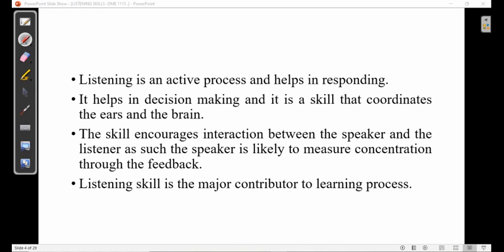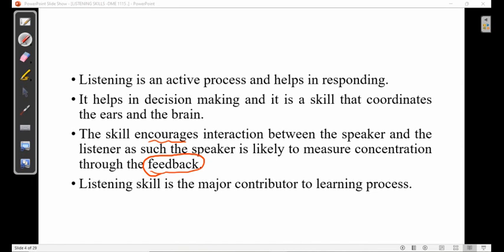All right. Listening is a skill that encourages interaction between the speaker and the listener. As such, the speaker is likely to measure your concentration through the feedback. As you can think of, you are in class and the lecturer or the tutor is speaking. For them to know that you are really paying attention or listening, they are going to use the way you are giving feedback.